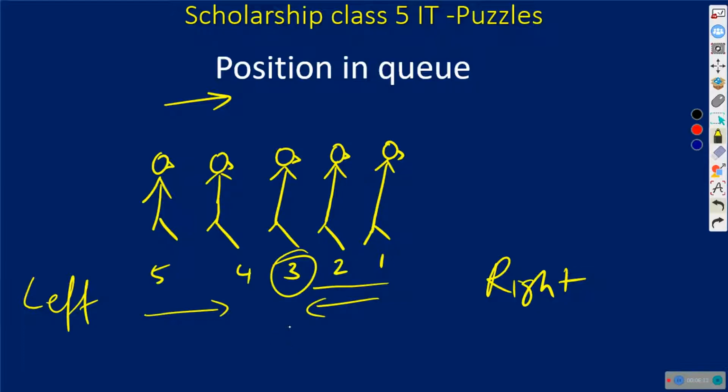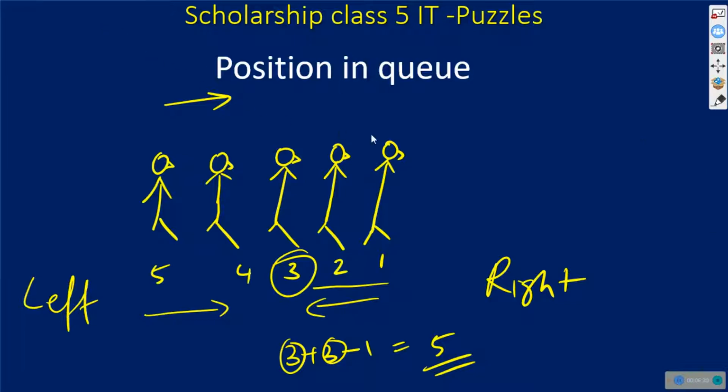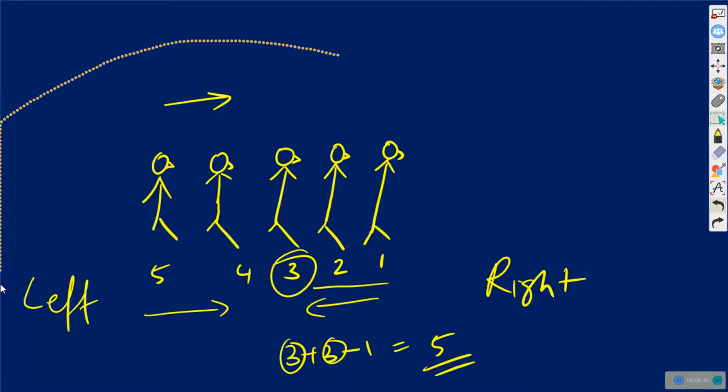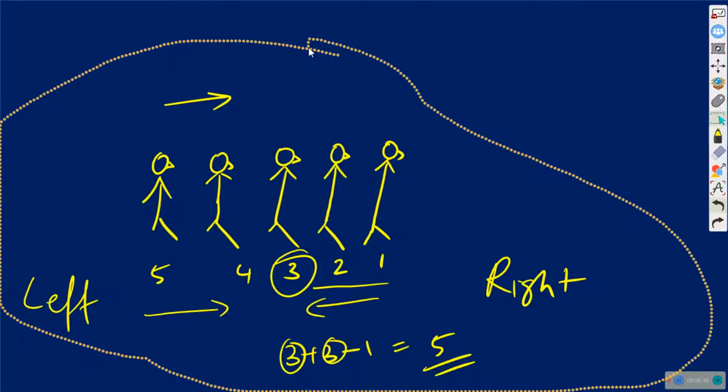How will we do it? It is 3 plus 3 minus 1. That is the total number: 5 people. Because the 3rd person is counted twice, you have to subtract 1. You should remember this technique while solving this kind of question. Remaining things related to this will be explained while I am explaining the question. Now I will get into the question and try to make you understand.